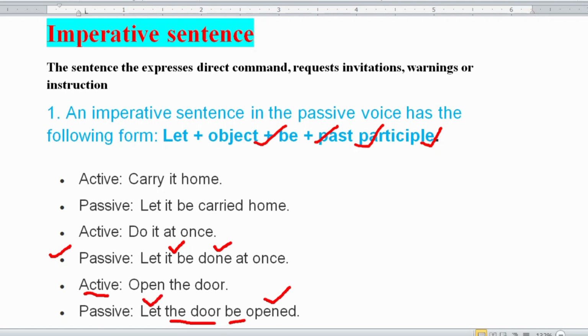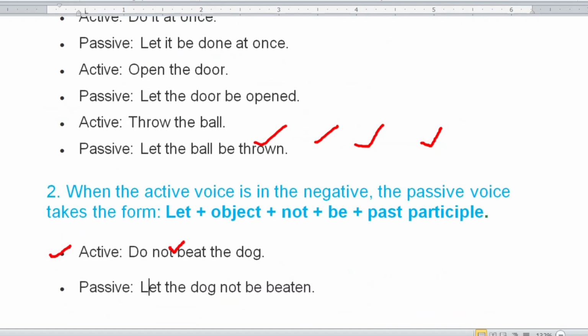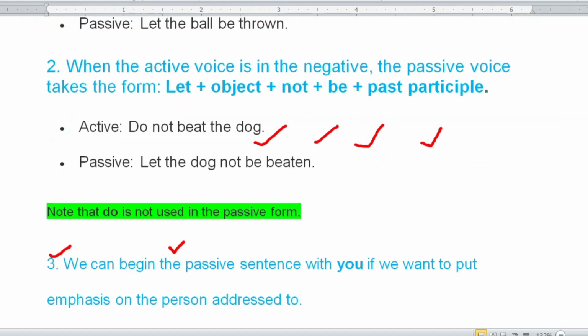Now we are going to discuss the second rule. Rule number 2: when the active voice is in the negative, the passive voice takes this form. This is another form we have to keep in mind: let plus object, the same, plus not plus be plus past participle. Very easy, not a difficult one. For example, active voice: do not beat the dog. Passive voice: let the dog not be beaten.